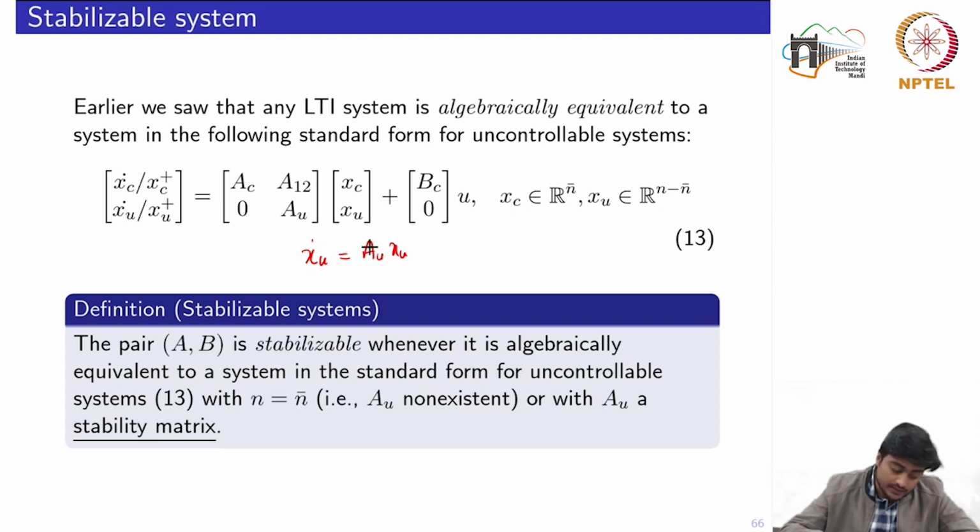Okay, if the eigenvalues of AU are on the right hand side, then the system is completely uncontrollable, because it does not even satisfy the weaker condition of stabilizability. Okay.